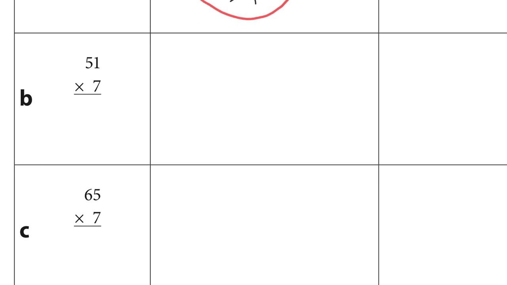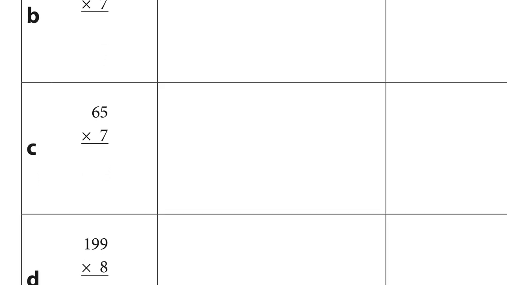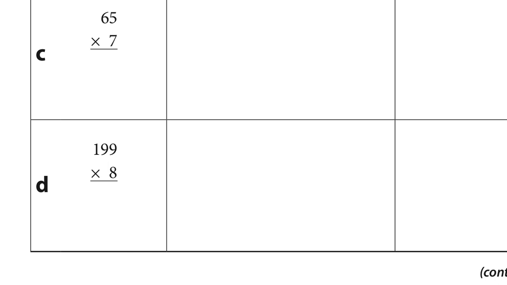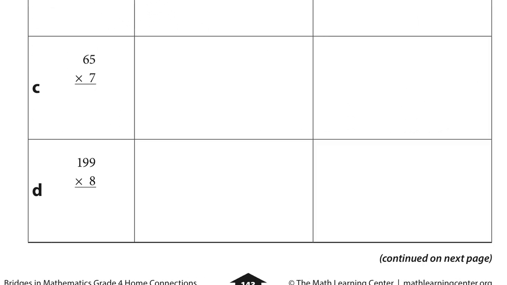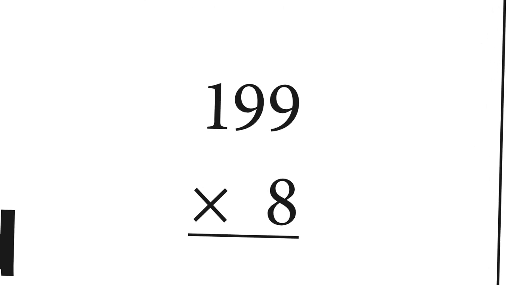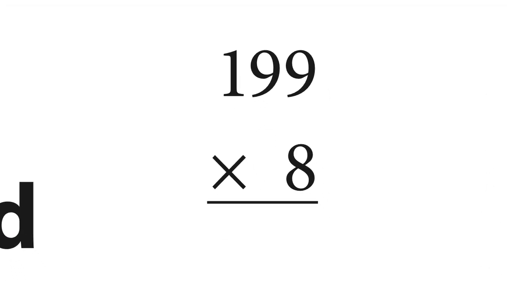Now, 51 times 7, 65 times 7, 199 times 8. Those are all ones that I am going to allow you to do on your own. Well, maybe, yeah, I think so. Just don't forget that on this one here, I'm just going to highlight these steps here, is that 8 times 9 is your first step.